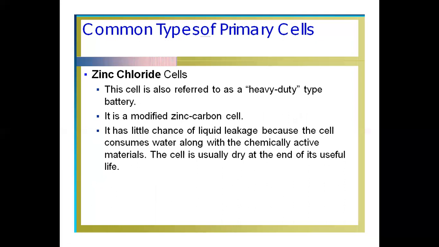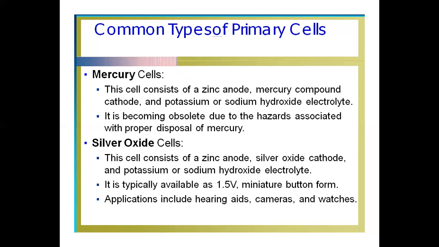The next type of primary cell is the zinc chloride cell. It is also referred to as a heavy duty type battery. It is a modified version of the zinc carbon cell, and it has little chance of liquid leakage because the cell consumes water along with the chemically active materials. The cell is usually dry at the end of its useful life. That's why there is no leakage possibility.